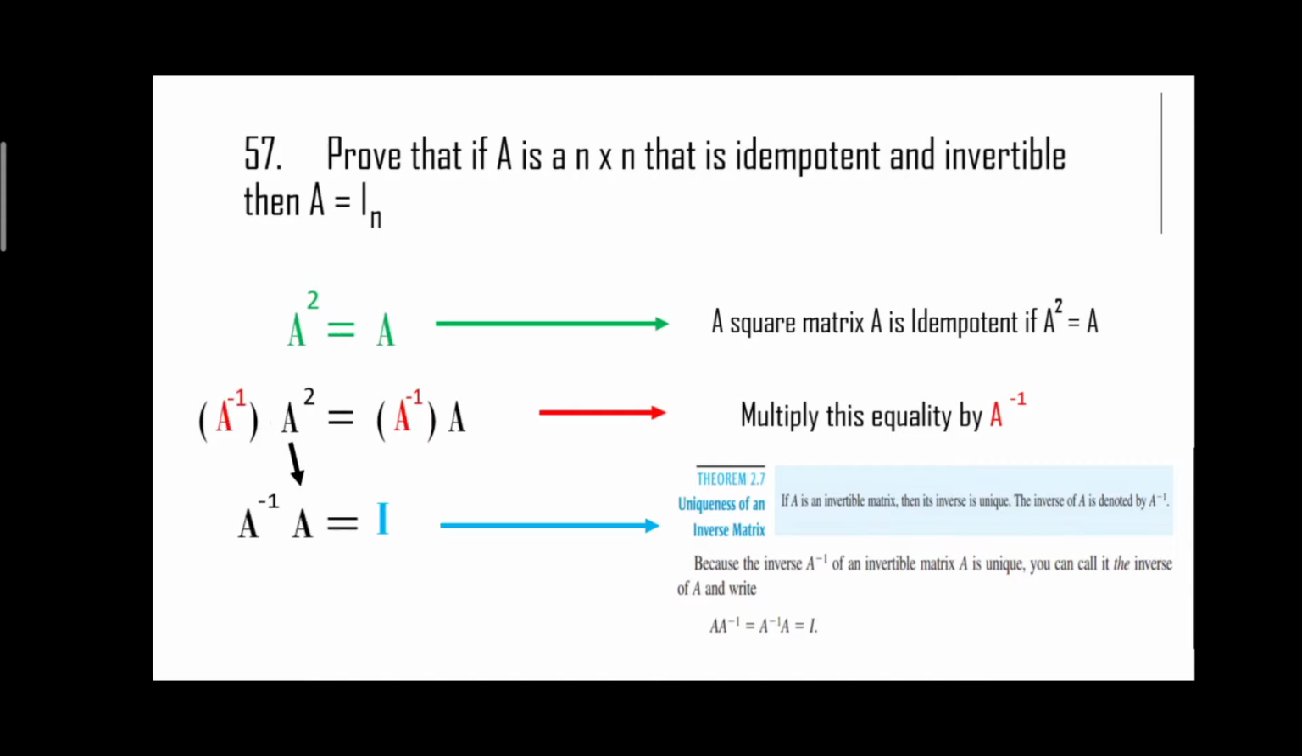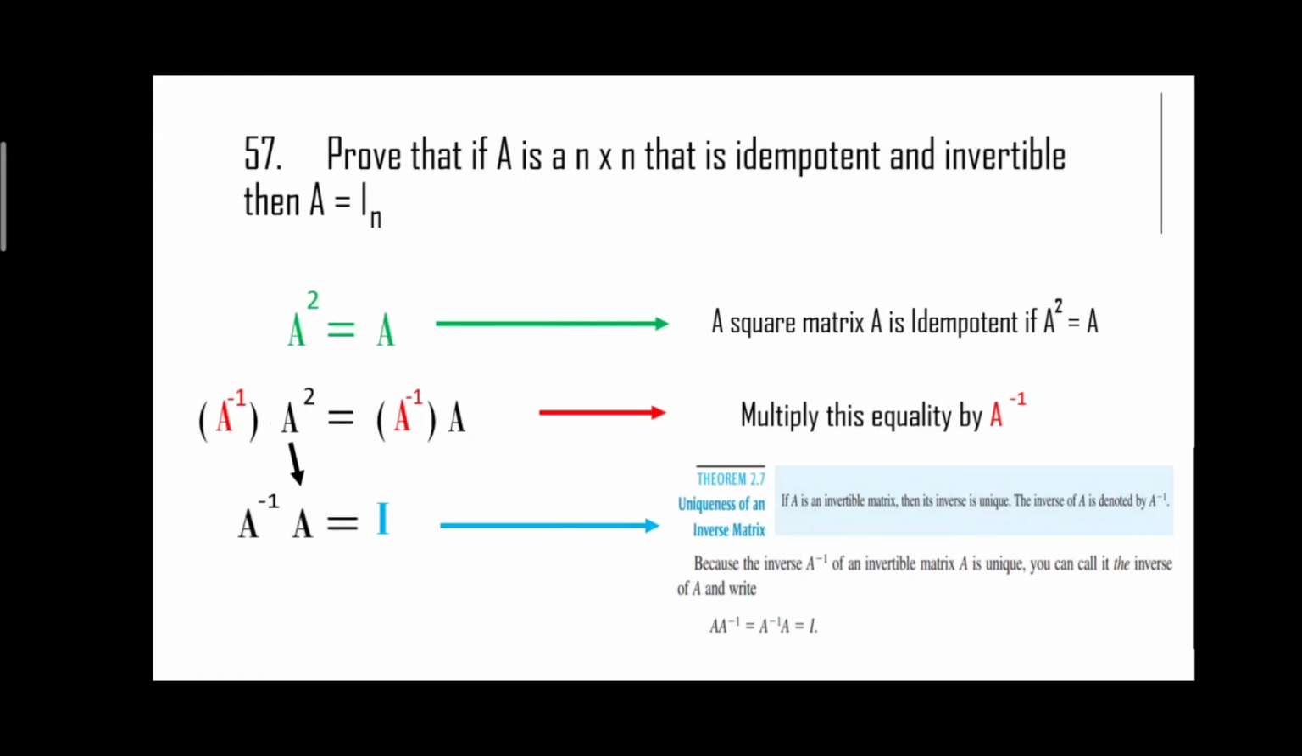The inverse of A is denoted by A raised to negative 1, because the inverse of an invertible matrix is unique. You can call it the inverse of A and write A multiplied by the inverse of A is equal to the inverse of A multiplied by A is equal to the identity.